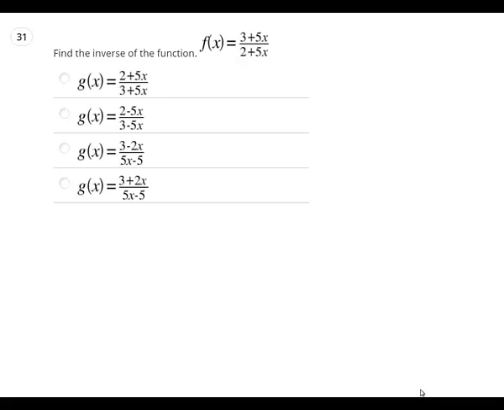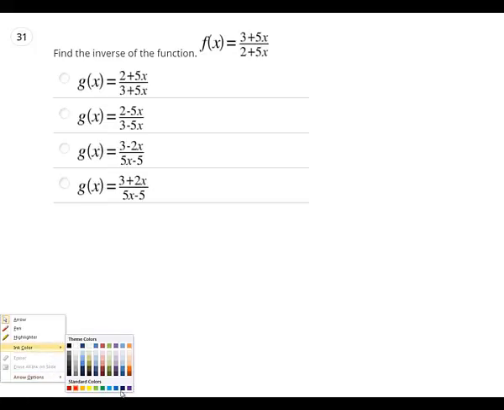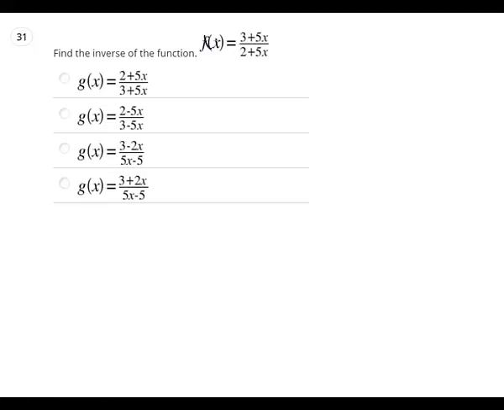All right, here we go. So we have to find the inverse of that function. The first thing I would do was convert that to a y, and then to find inverses, what do we have to do? Switch what? The y and the x. So I'm going to say x equals (3 plus 5y) over (2 plus 5y).